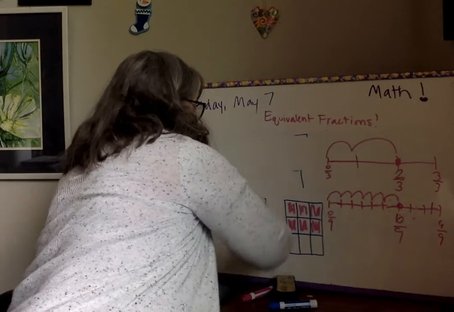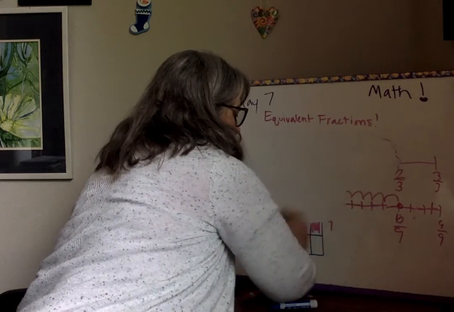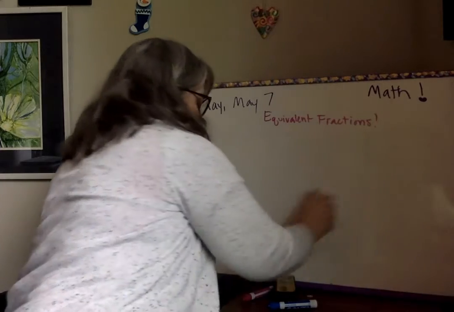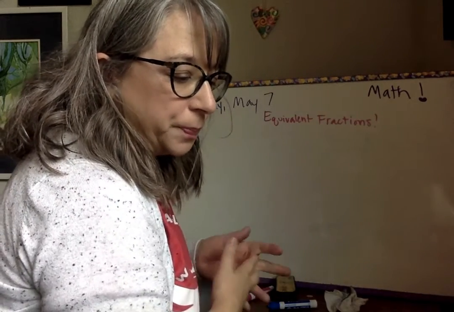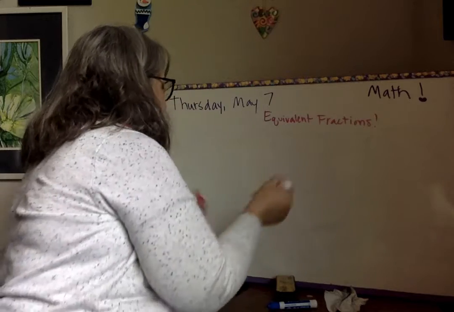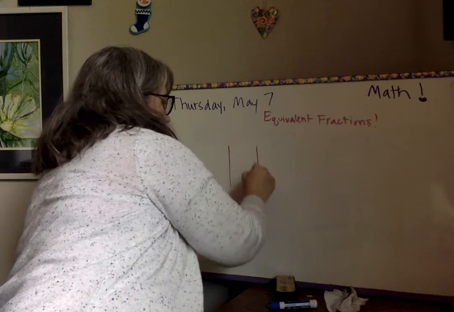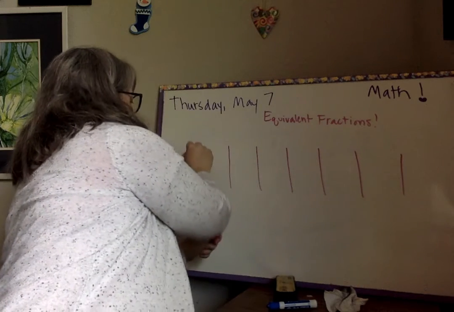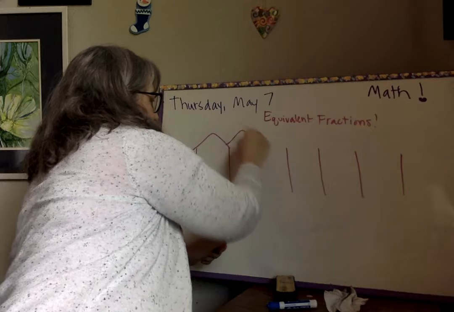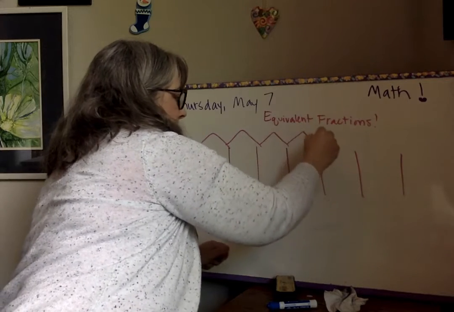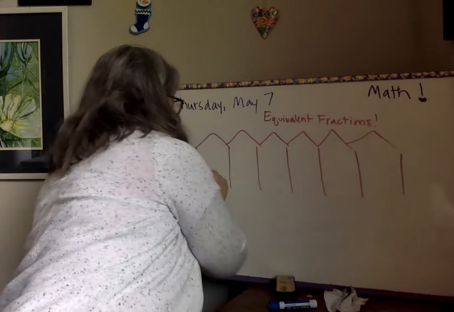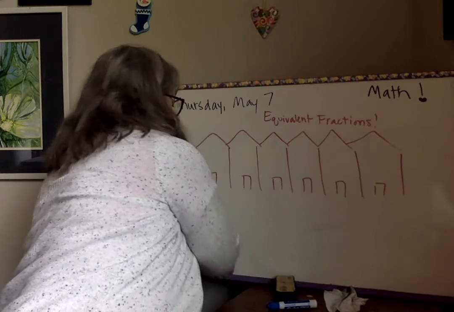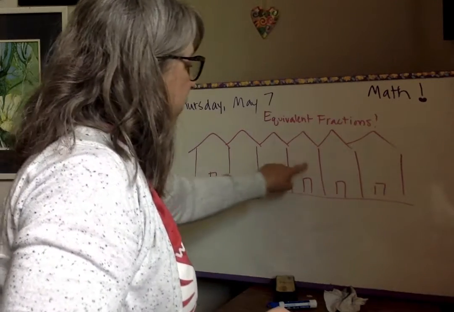I've got a word problem for you. Okay, so we have a housing addition. So here are little houses. Okay, here's our houses. All right, we have 6 houses. 1, 2, 3, 4, 5, 6.